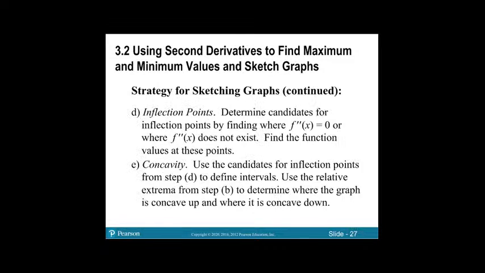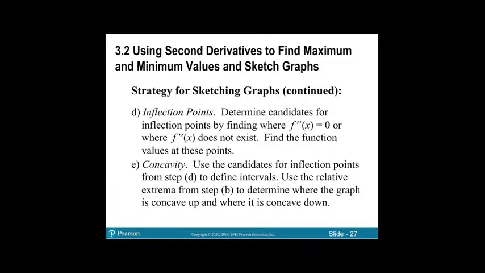So then we have inflection points. Inflection points occur where the graph goes from concave up to concave down, or vice versa. So that's where the second derivative is going to be 0 or where it does not exist. Find the corresponding y values for these points of inflection. And then use the candidates for inflection points from step B to define intervals, and then use the relative extrema from step B to determine where the graph is concave up and where it's concave down.